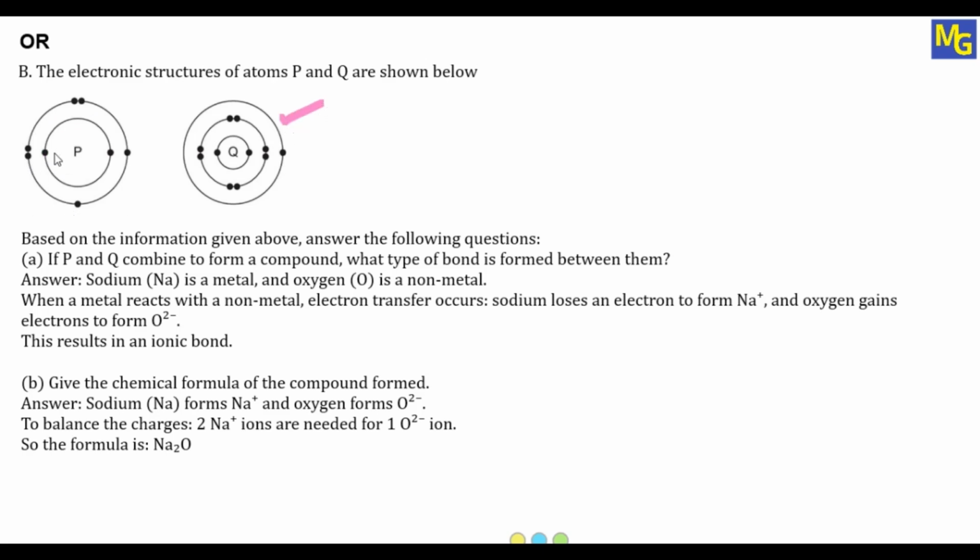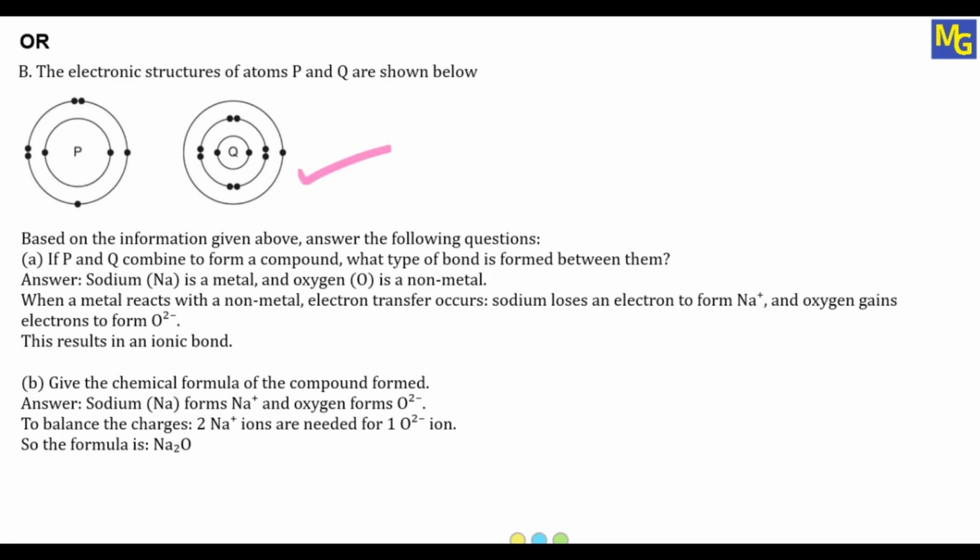So in K shell we have 2 electrons, so K shell is full. In L shell it has 1, 2, 3, 4, 5, 6 electrons in P element. In Q element, K shell has 2 electrons which is full, L shell has 8 electrons which is full, and M shell has 1 electron which is incomplete. So this is about Q element. Now, based on the information given above, answer the following question. Now this is the information which is given to us.